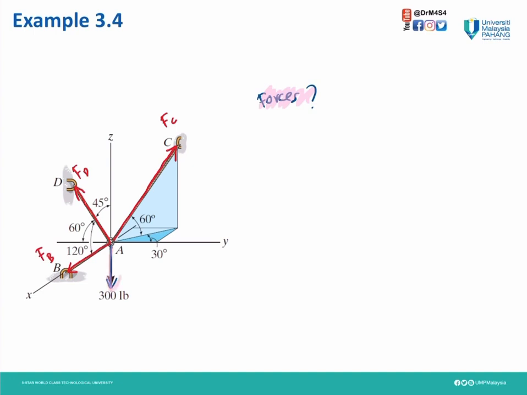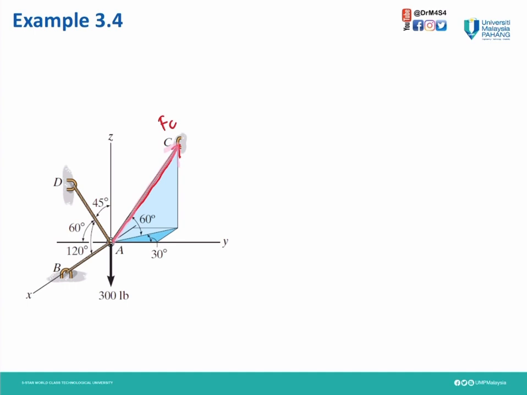So we're going to have a reaction of FB on cable B, FC on hook C, and FD on hook D. As you can see here, certain angles are given and we know our axes X, Y, and Z. Now we need to write those forces in Cartesian form. So we go for FB first. For this FB, we know the force is exactly on the x-axis. Therefore, FB is FB i.